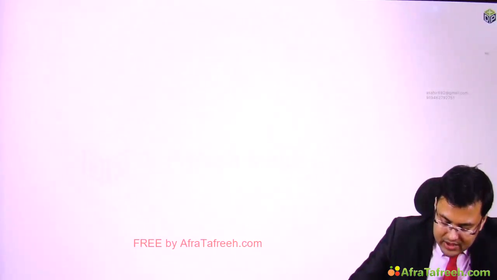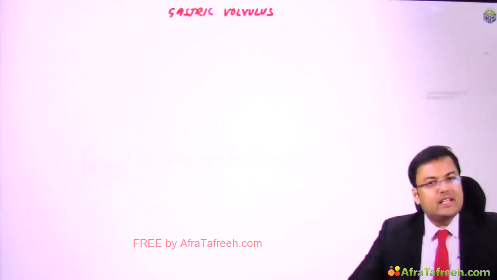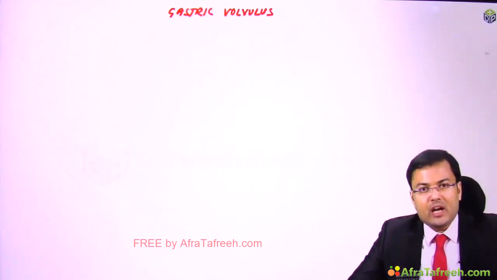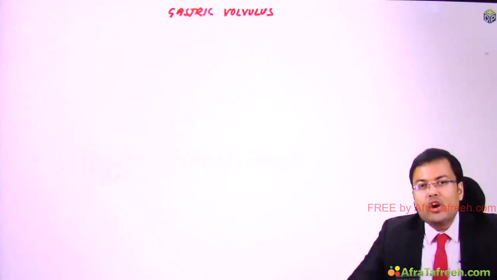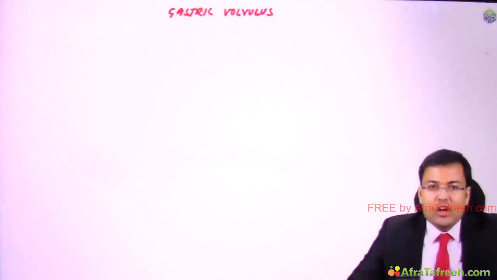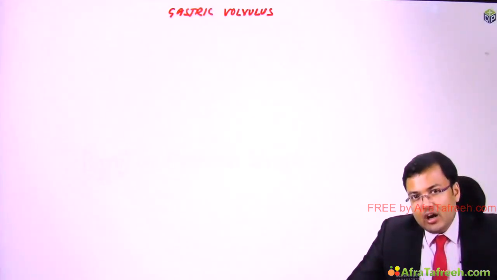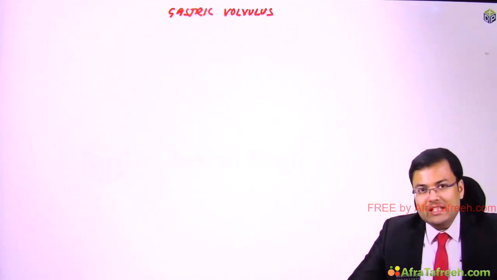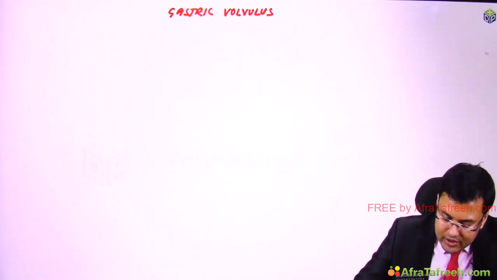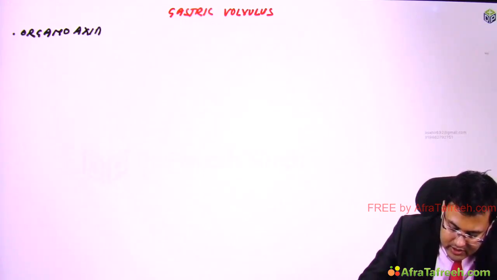Next is gastric volvulus. So what is volvulus? Volvulus is torsion. So in this case, there is torsion of stomach. Now, it is of two types. One is organoaxial and second is mesenteroaxial. Organoaxial means along the longitudinal axis of organ. Which organ? Stomach. So first is organoaxial. This is most common type.